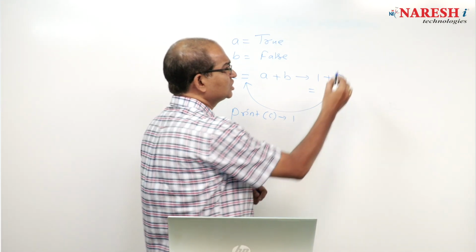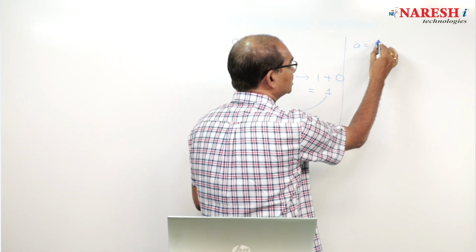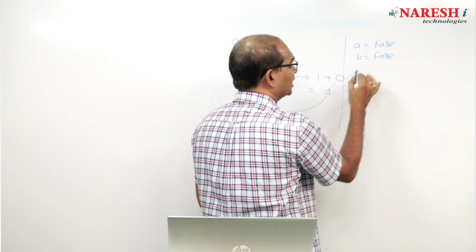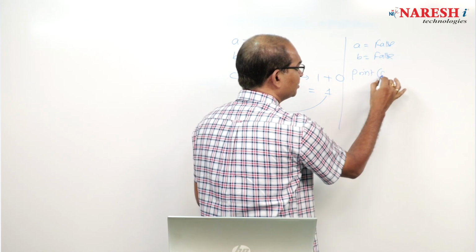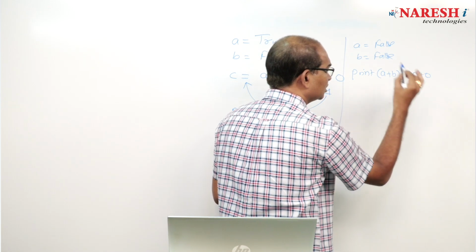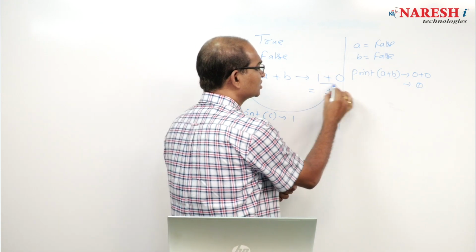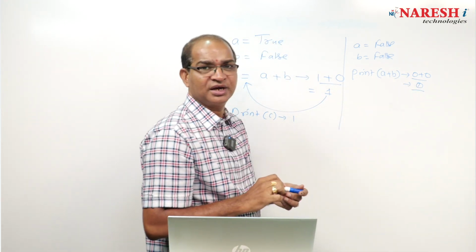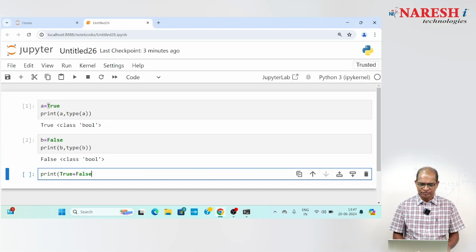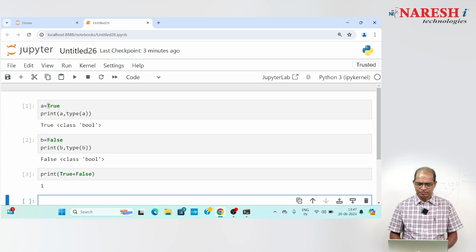Well, in general, if A is equal to False and B is also False, and I write print of A plus B, it is going to be taken as 0 plus 0, which is 0. We can call this Boolean arithmetic. If we come to it practically, print of True plus False gives 1. Print of True plus True is going to be taken as 2.